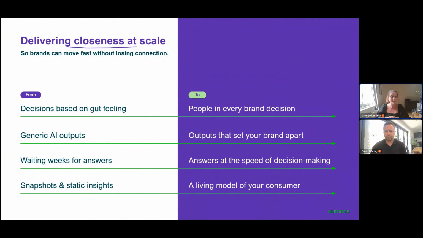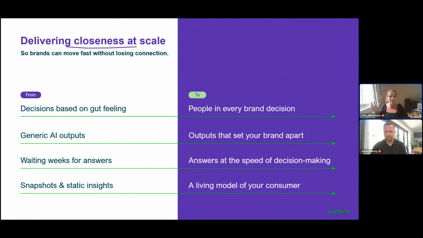It's going to move you from waiting weeks for answers, because we know, right? I know as well as everybody else that sometimes research can take a little bit longer than you might like. And it's moving you from snapshots and static insights. What it's going to allow you to do is put real people, and real human understanding, in every and any brand decision that you choose.